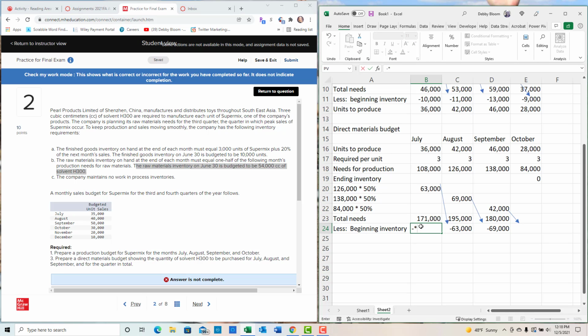So I subtract the 54,000 here as our beginning inventory for July. And just like before, all I have to do is take the total needs and subtract out the beginning inventory. So now we have our total units of direct materials to purchase.